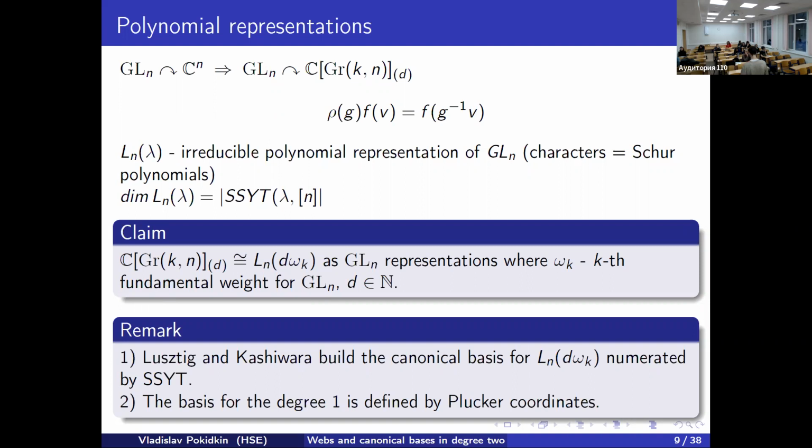And it turns out that such representations are isomorphic to the graded components of Grassmannians, and so we have this isomorphism.